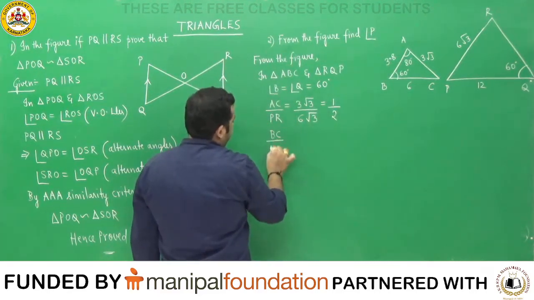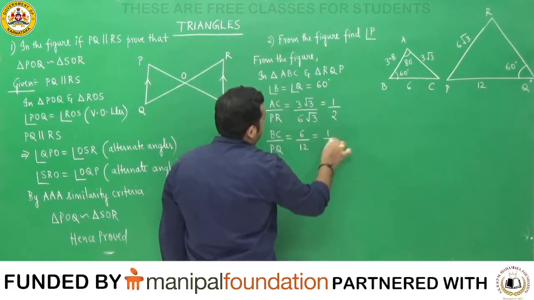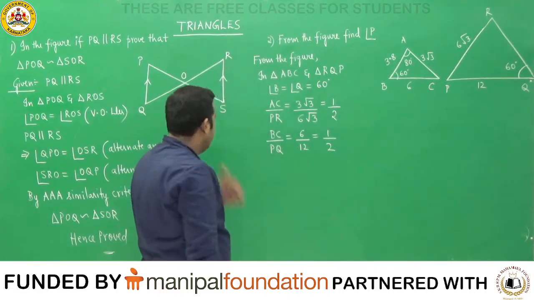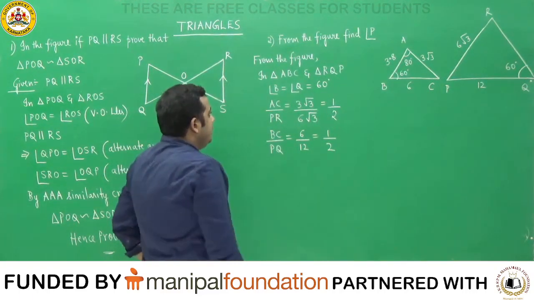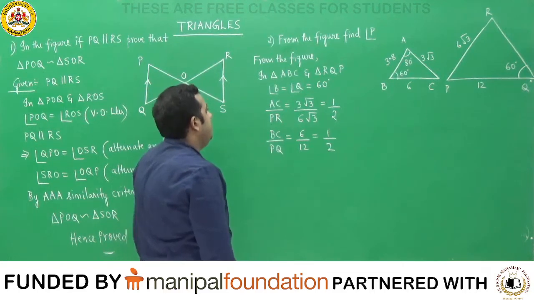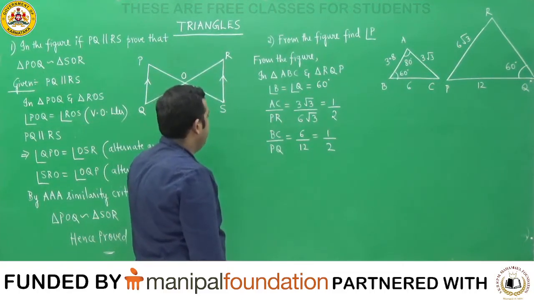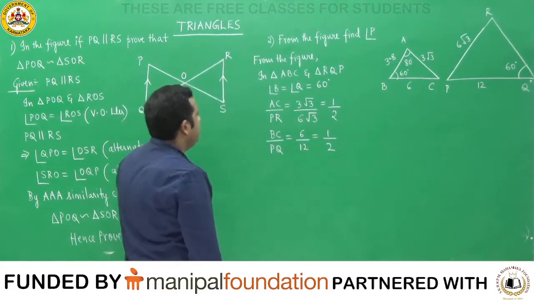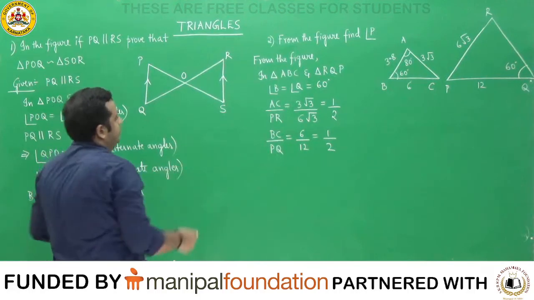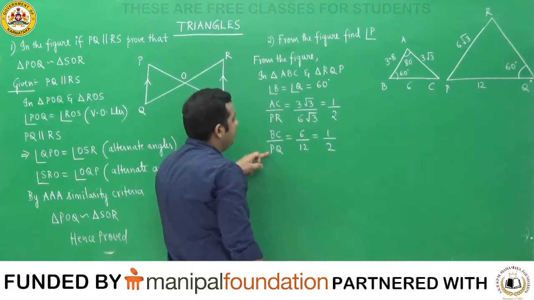BC divided by PQ. That is equal to what is it? 6 divided by 12. That is equal to 1 divided by 2. Correct. So that is also equal to 1 by 2. So I may now say that AC by PR, BC by PQ is equal, right?